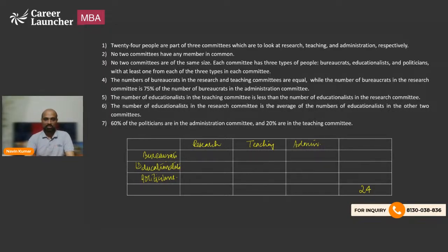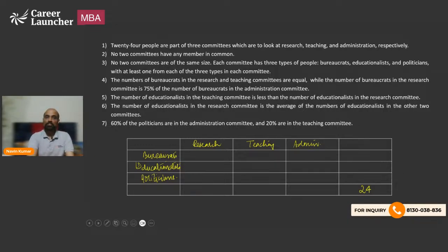Okay. So let's see if it's actually a tough set or not. Let's look at the statements. 24 people are part of 3 committees which look at research, teaching, and administration respectively. We have already filled it up. No 2 committees have any member in common. So if somebody is in research under bureaucrats, that person cannot be anywhere else. So we are not dealing with set theory.